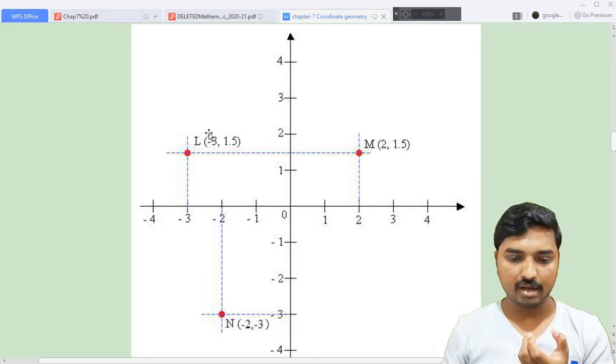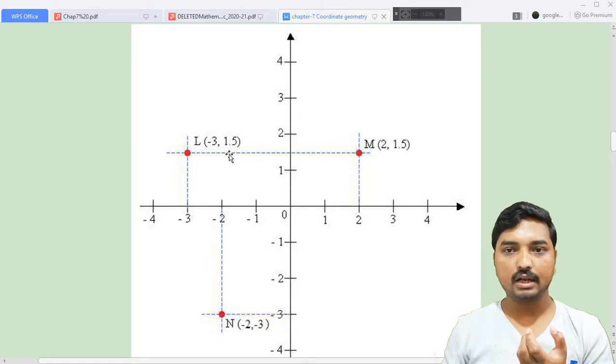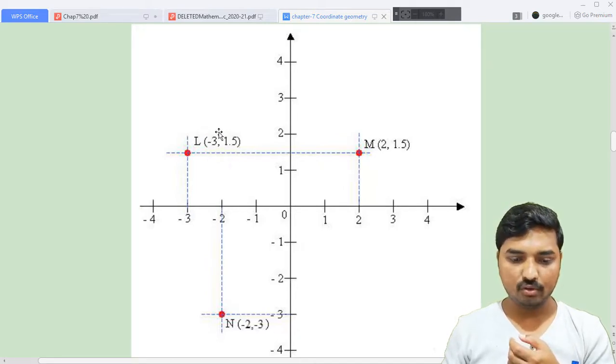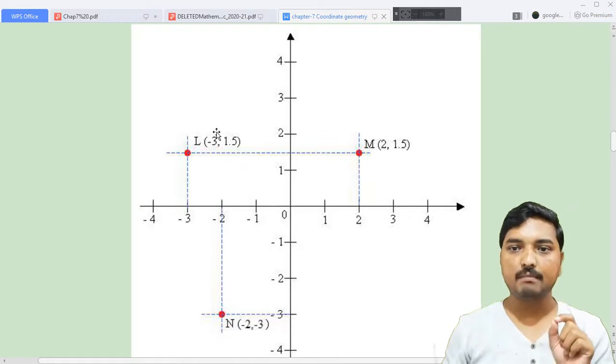Now look here, brackets: an initial bracket and a final bracket. This is open and this is closed. And remember one more thing, after writing the x coordinate, put a comma here, and then write the next coordinate. The first coordinate you have written is called the x coordinate, and its alternative name is abscissa.